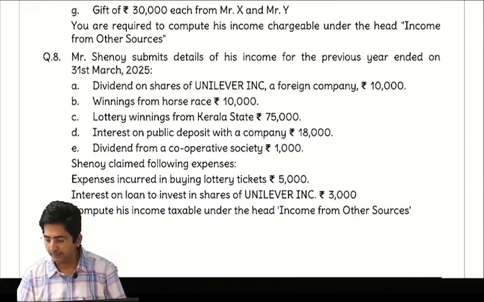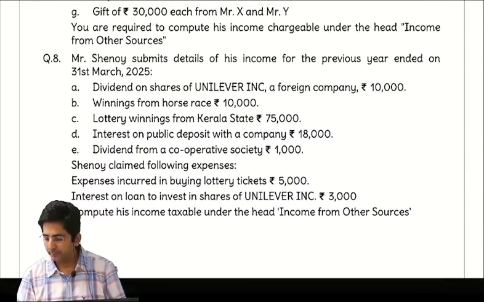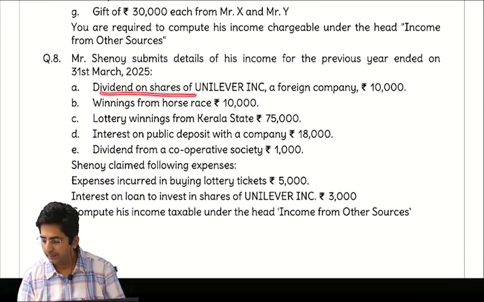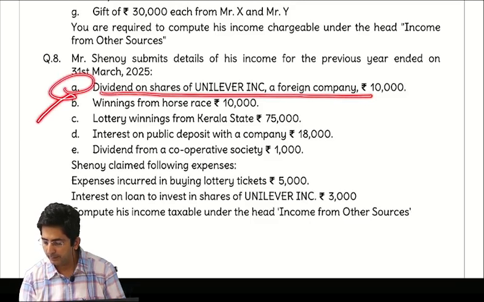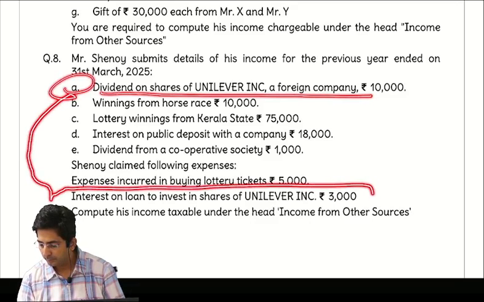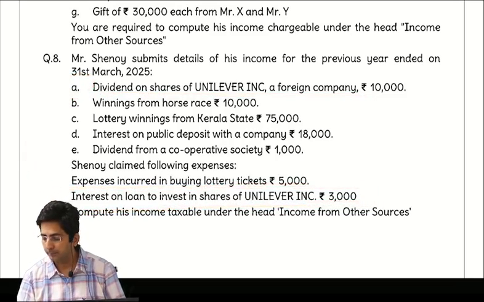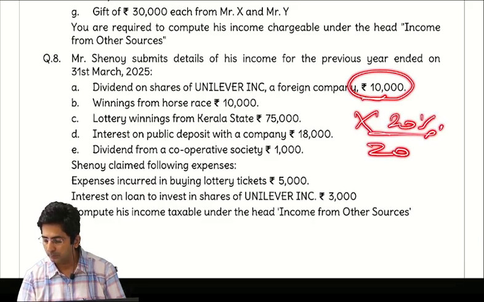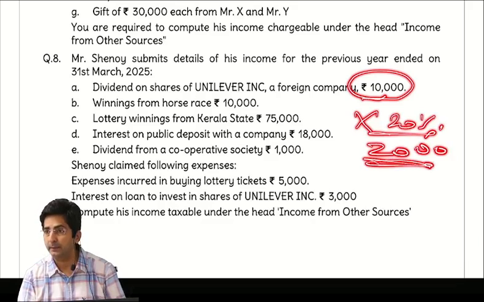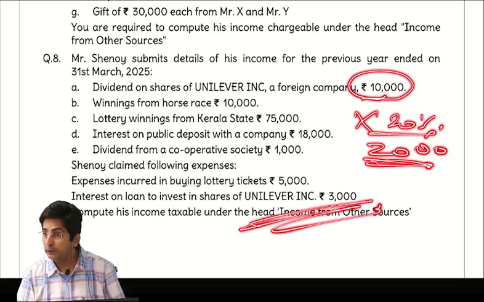Then question number 8. Mr. Shenoy. Okay, forget, whatever. First point is dividend from foreign company. Now dividend income is taxable, but relating to dividend they have given some expense below here. So tell me what to do. In dividend income we can deduct only one expense, that is interest on loan, but that to maximum 20%. So dividend is 10,000, so 20% of that is 2,000. So maximum 2,000 you can minus, but our amount is 3,000.